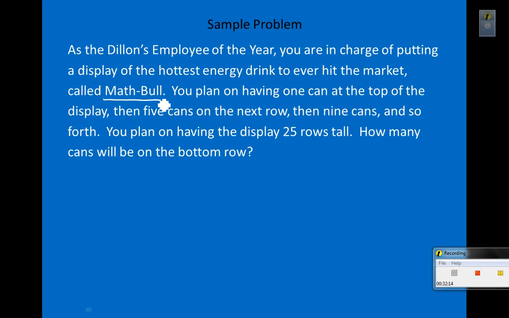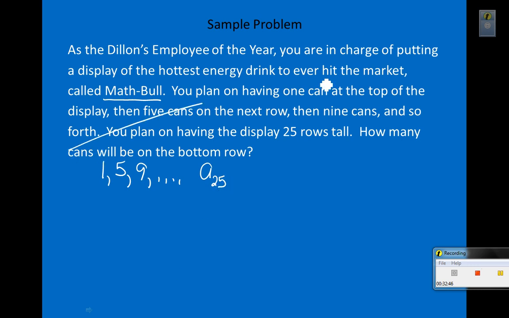You plan on having one can at the top of the display. How many cans at the top? 1. So I'm going to write down a 1, comma. Then 5 cans. How many cans on the second row? 5. Then 9, and so forth. You plan on having the display 25 rows tall. How many cans will be on the bottom row? So I would like to find the value of the 25th term.